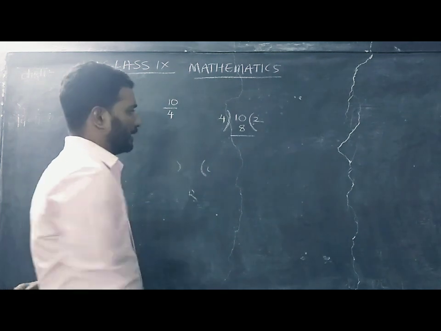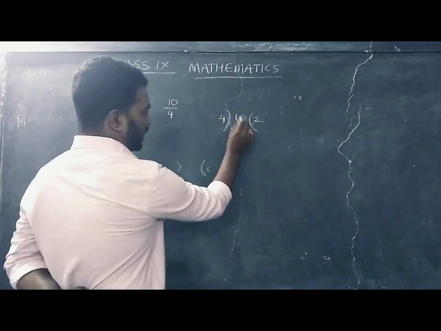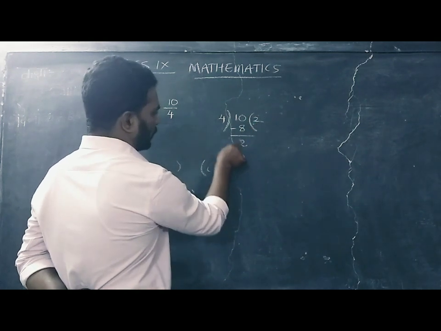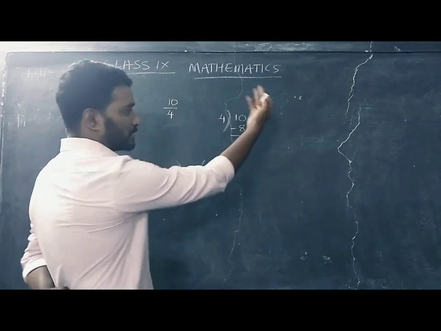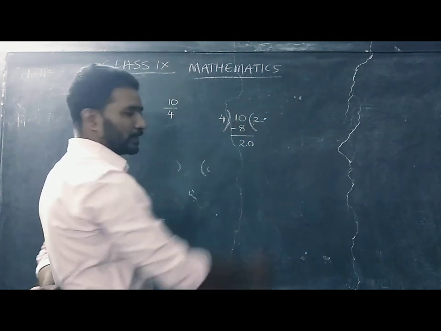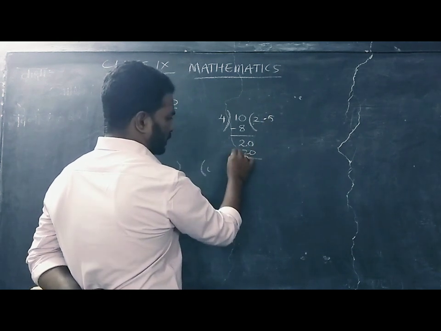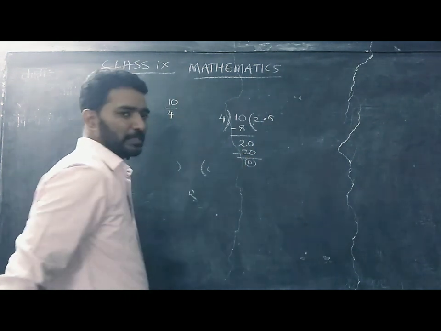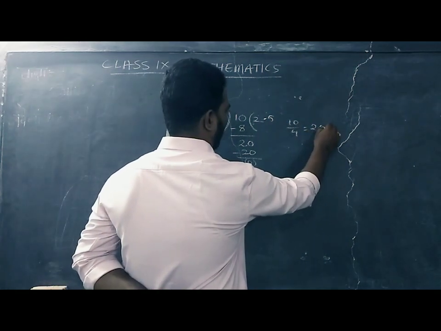4 twos are 8. Then by subtraction we are going to get only 2. 2 is less than 4, so what are we going to do now? We put the decimal point and add a 0. 4 fives are 20. By subtraction how much do we get? 0. Therefore the value of 10 by 4 is 2.5.